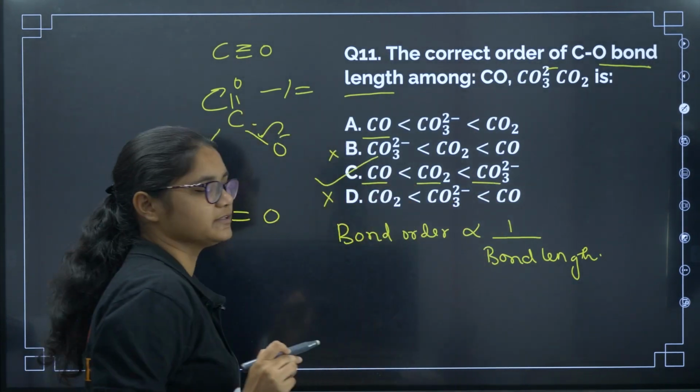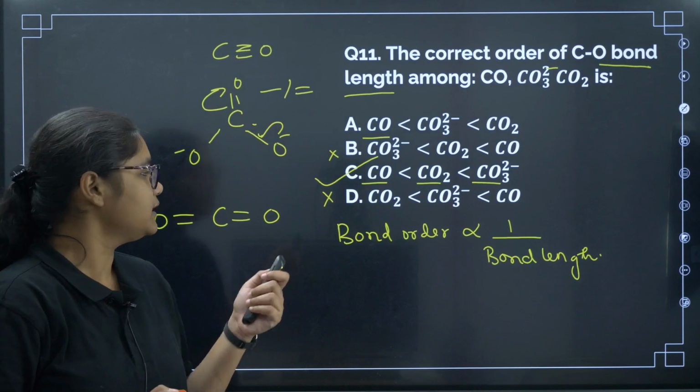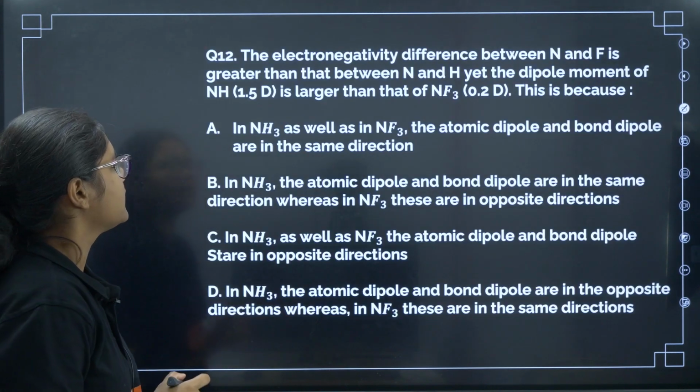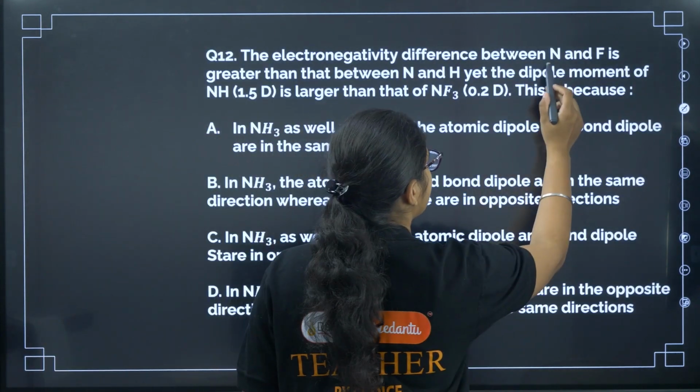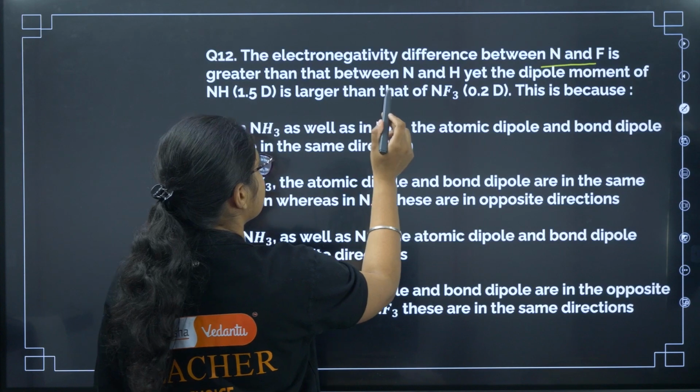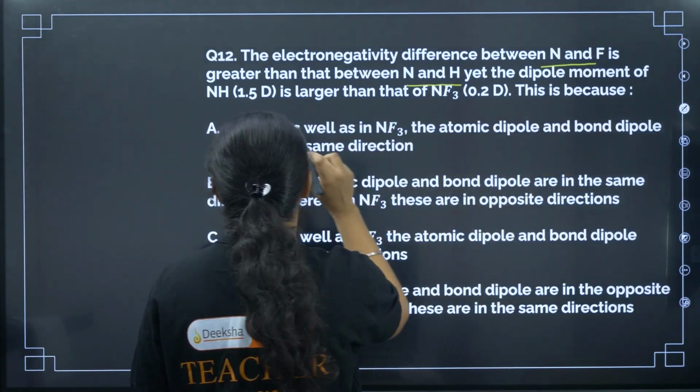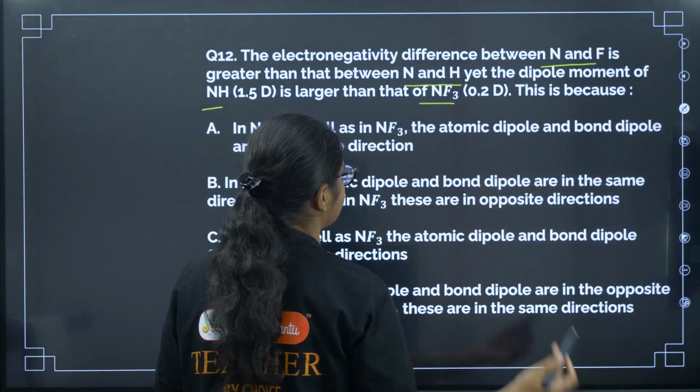So the correct answer for this question will be option number C. Next, the electronegativity difference between N and F is greater than that between N and H, yet the dipole moment of NH3 is larger than NF3.